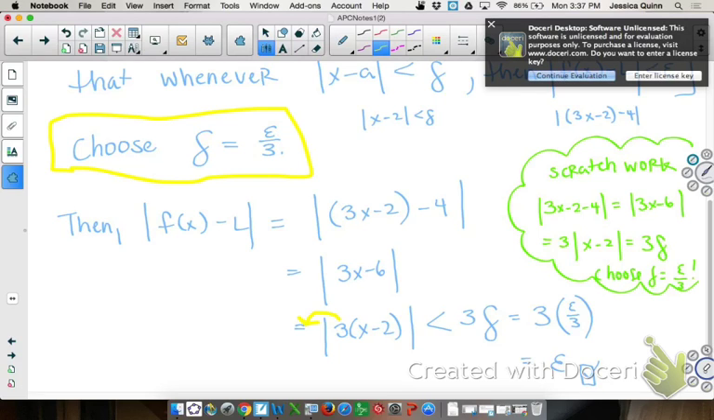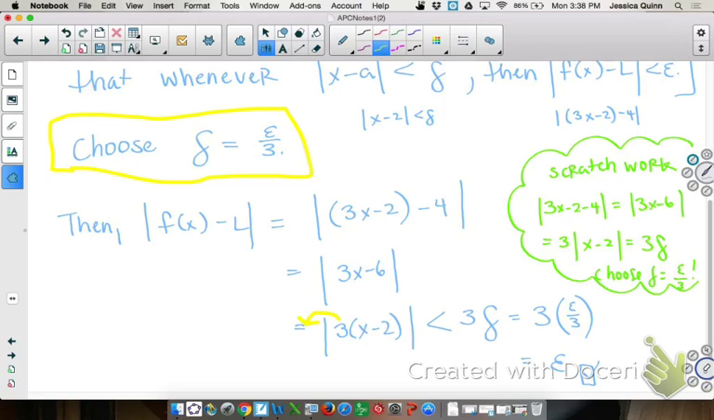So again, what we showed is that no matter what epsilon we were provided by the book or by some villain who's trying to trick you, all we have to do is pick a delta that would be 1/3 of that epsilon, okay? And then that means we would always land in that range that we were trying to get into. So hopefully that makes sense.